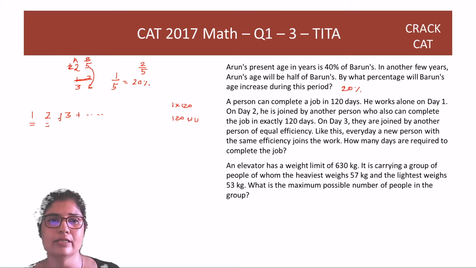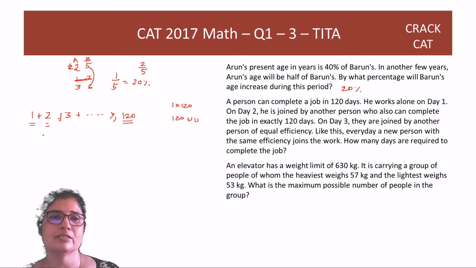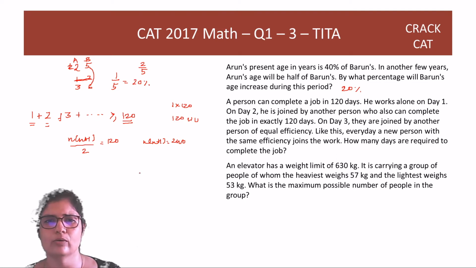Second day, 2 people are working, so 2 work units are done. If you add up all these work units, for the work to be over, the sum should be greater than or equal to 120. You have to find the smallest number where the sum of all these work units is greater than or equal to 120. If you do the summation of 1 to n numbers, you will get n into n plus 1 by 2 is equal to 120. We'll try and equate it first. So you'll get n into n plus 1 is equal to 240.